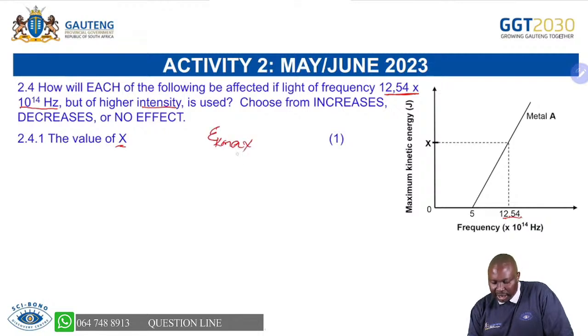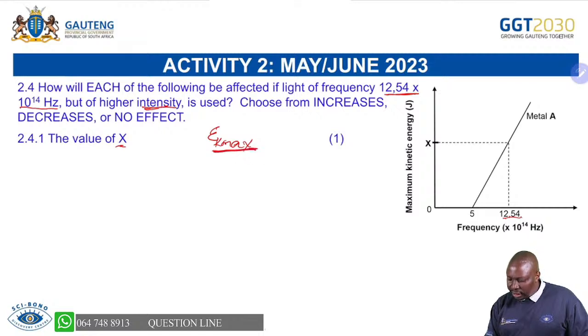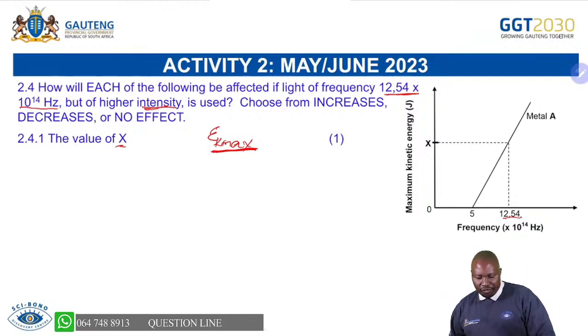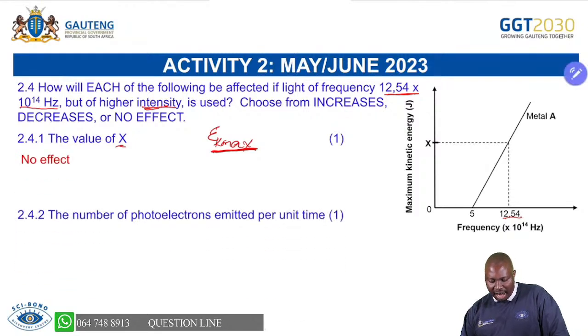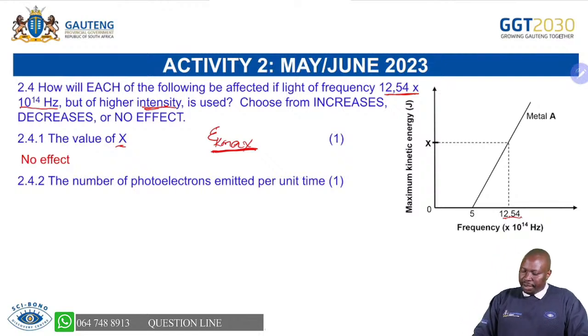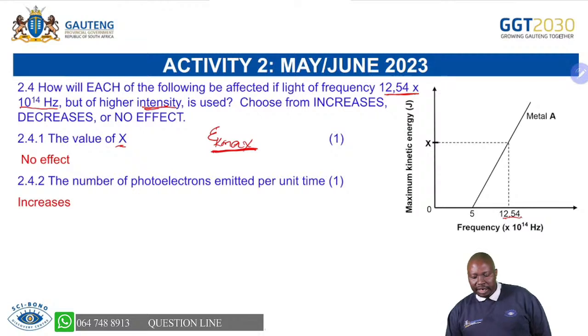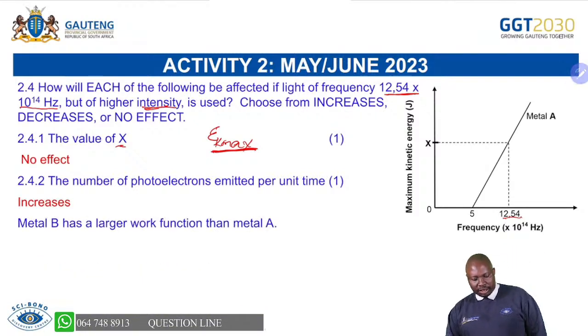On the song that I've been singing since we started with the lesson, I indicated that when we increase intensity, it has no effect on kinetic energy. So there will be no effect, because we said intensity will affect the number of photoelectrons emitted per unit time. So there will be no effect on EK max. However, what will be the effect on photoelectrons emitted per unit time? Yes, when increasing intensity, you will increase the number of photoelectrons emitted. So you can see that these things that we are doing are things that are asked in the exam paper. This was your May-June paper for 2023.